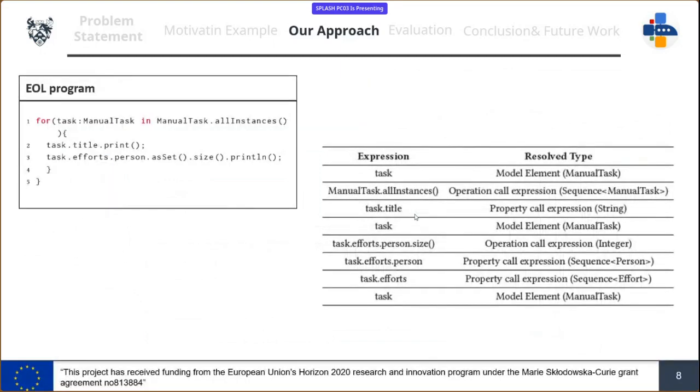So considering the program that we mentioned, manual task all instances is an operation call. But with static analysis, we say, okay, task is a model element. What's the type of this model element? It's manual task. Or here we have an operation call. Okay, there is an operation which is called here. What's the result type of this operation? It's a sequence of manual tasks. So by static analysis, we have an idea of what the result type of each expression in the program is.